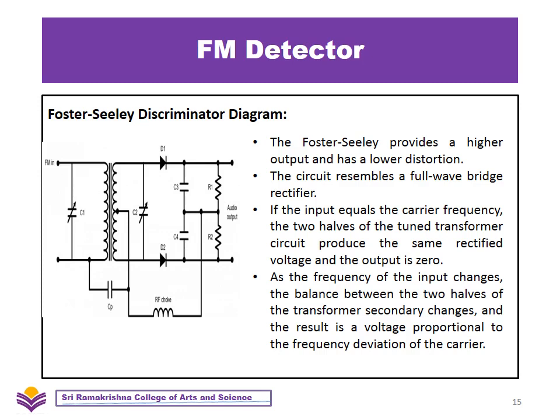As the frequency of the input signal changes, if the applied FM signal changes its frequency, different signals are generated at the output of diodes D1 and D2. So the balance between the two halves of the transformer secondary is disturbed. This will result in producing a voltage proportional to the frequency deviation of the applied input carrier signal. This is how the FM signals are detected and demodulated, and it produces the output of the FM detector circuit, which is nothing but an audio signal.